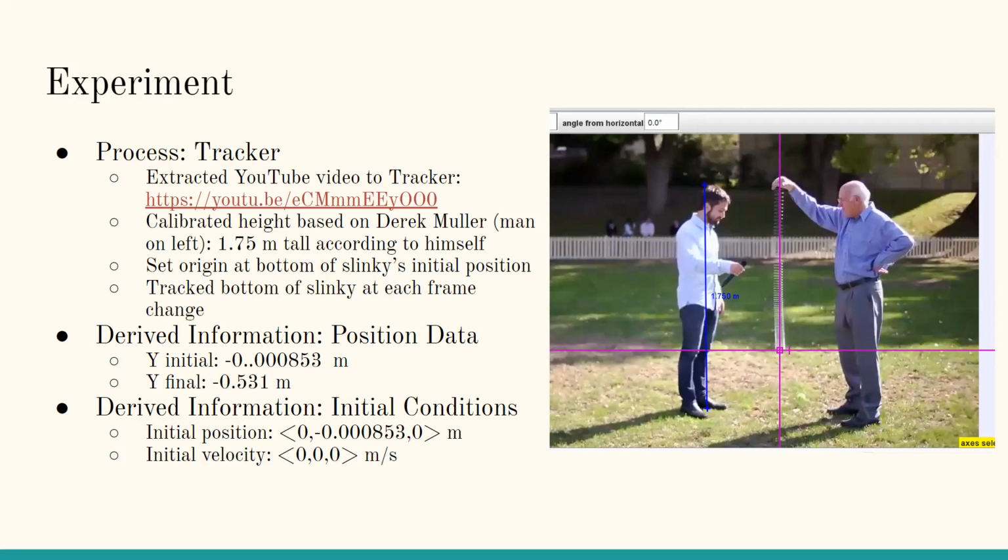Tracker generated a table showing time and its corresponding x and y position coordinates. Based on the Tracker data, the initial position is 0, negative 0.000853, 0 meters, and the initial velocity is the 0 vector since the slinky starts at rest. The final y-coordinate was negative 0.531 meters.